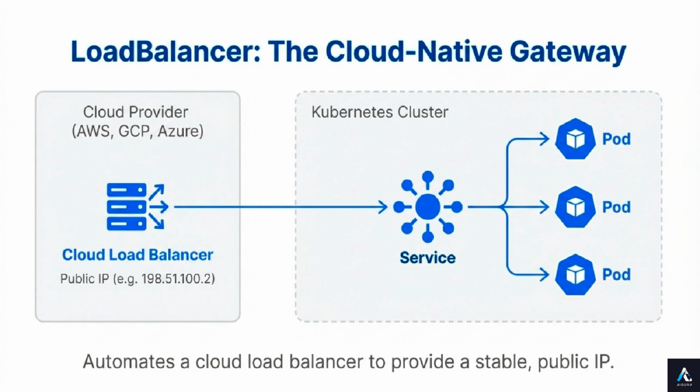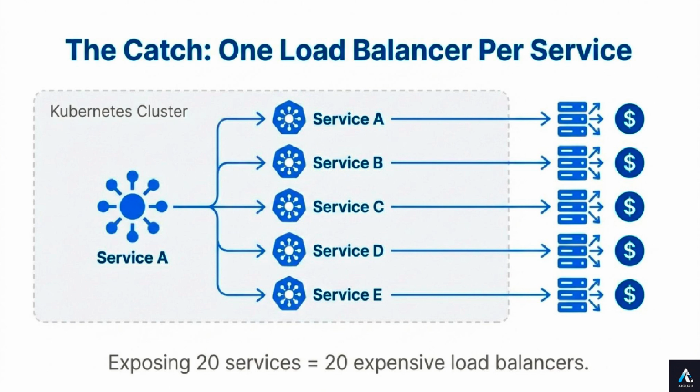It's clean, it's scalable, it integrates perfectly with the cloud. This is the standard way to expose production applications like APIs, web front ends, and gateways. But there is a big catch. Each service of type load balancer creates its own cloud load balancer. Expose one app, no problem. Expose 5 apps, still okay. Expose 20, 30, or 50 services this way. Now you are paying for 20, 30, or 50 load balancers, and that adds up quickly.